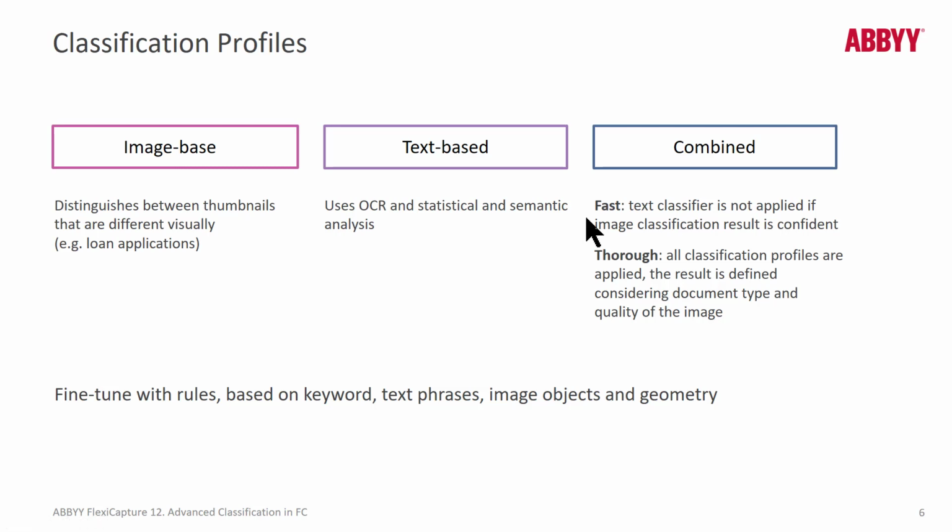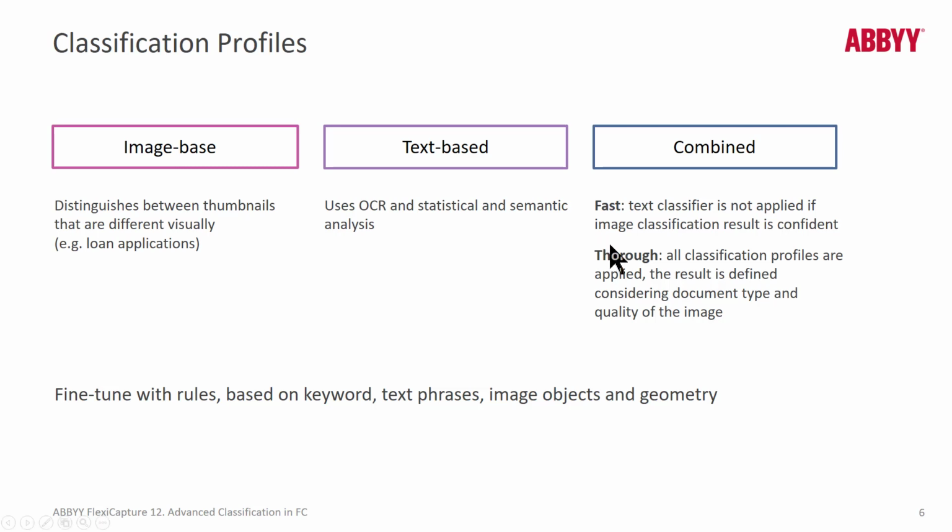And in that case, if the confidence level is low, then it's going to OCR from the image. So first it'll do the image classification. If the confidence is low, then it's going to go ahead and OCR and do text classification. So you can see how that would be much faster if we can eliminate that OCR step.